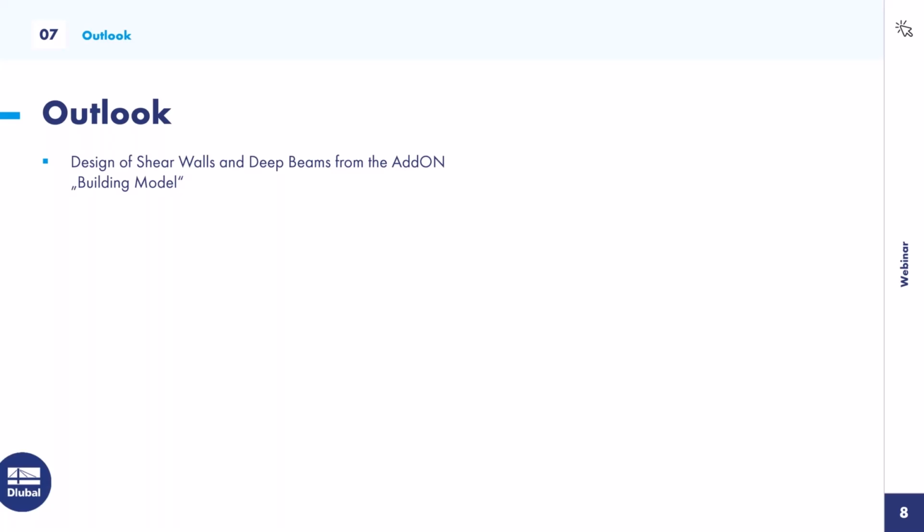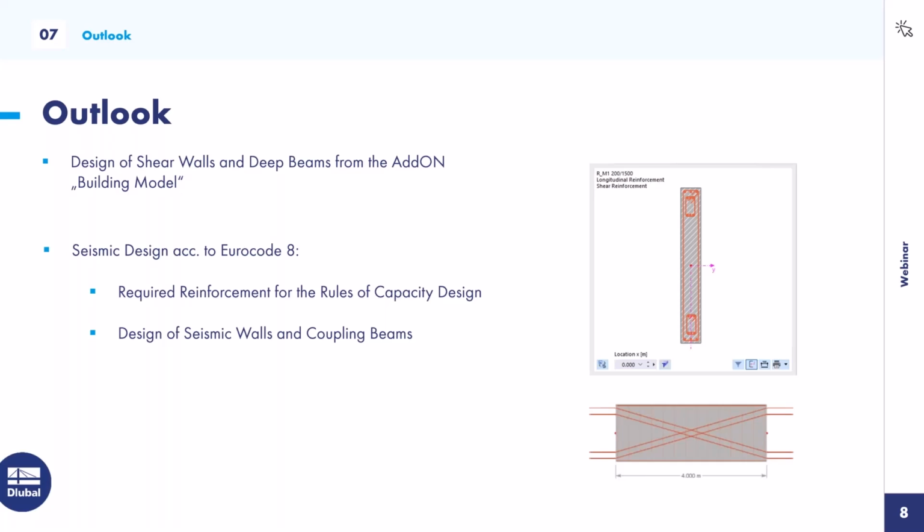The next topic in our development is the design of the shear walls and also of deep beams, which will be automatically generated in the add-on Building Model. Adrian already showed the building model, how it works with the load transfer. With this building model, it will also be possible to automatically generate shear walls and deep beams as design objects. And these objects will then be directly designable in the add-on Concrete. It will be a simplification for you.